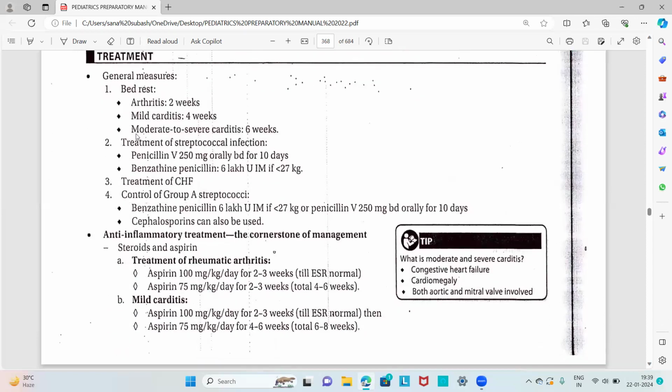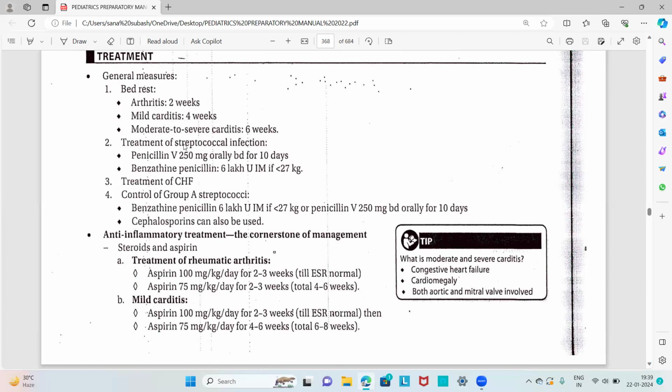Then about the treatment, the general measures include bed rest, treatment of the streptococcal infection, treatment of the congestive heart failure, and the control of group A streptococci. For bed rest, for arthritis, 2 weeks of bed rest is needed. For mild carditis, 4 weeks of bed rest, and for moderate to severe carditis, 6 weeks of bed rest is required.